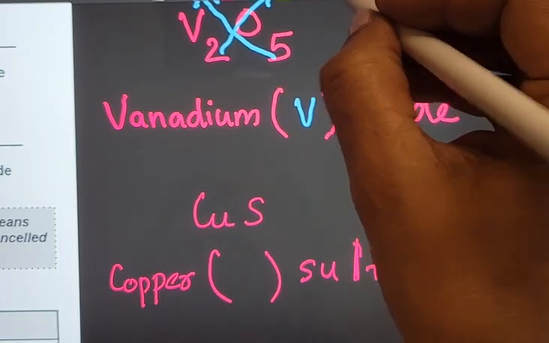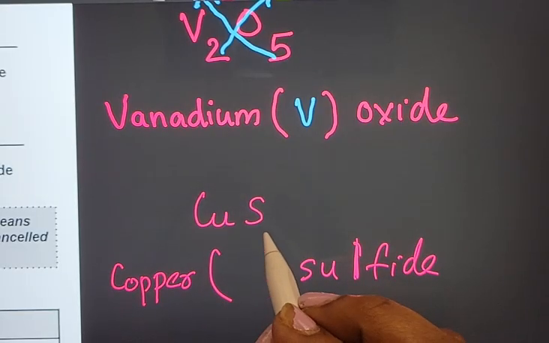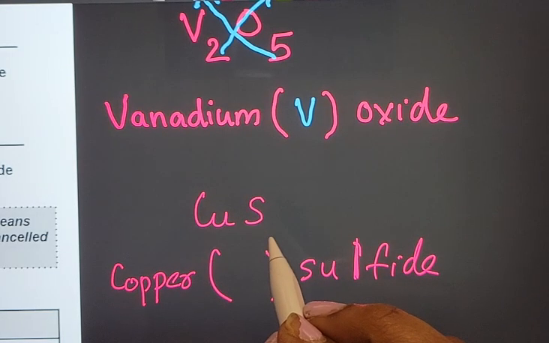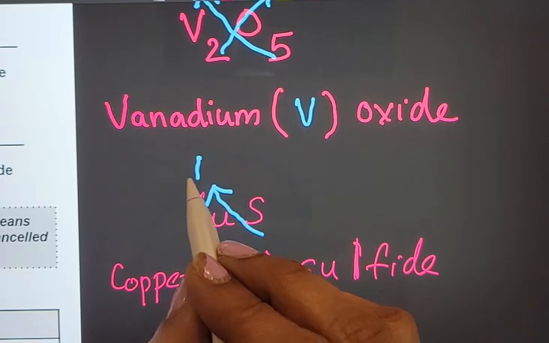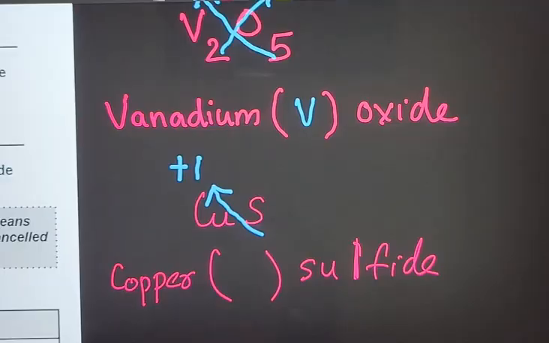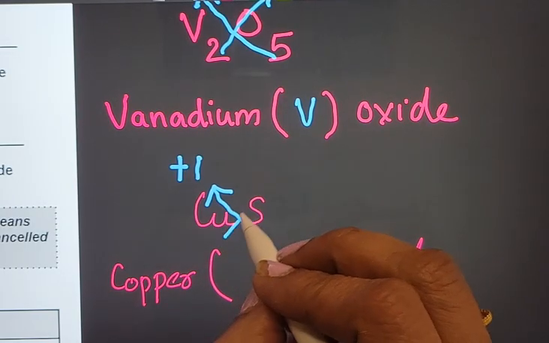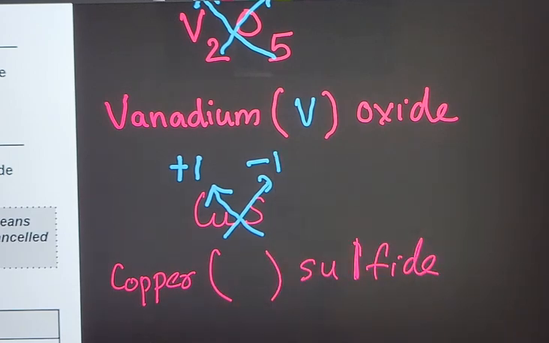Now do the same method we learned earlier. How many sulfur here? 1. If it is invisible, no number means there is 1. So I'm going to push that number back. It is 1. I know that metal will show +1. Okay. Do the same thing. Copper is also 1. So it will be -1.